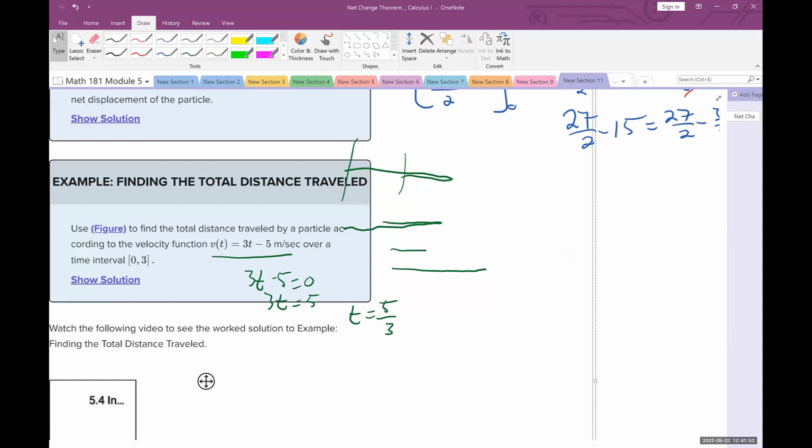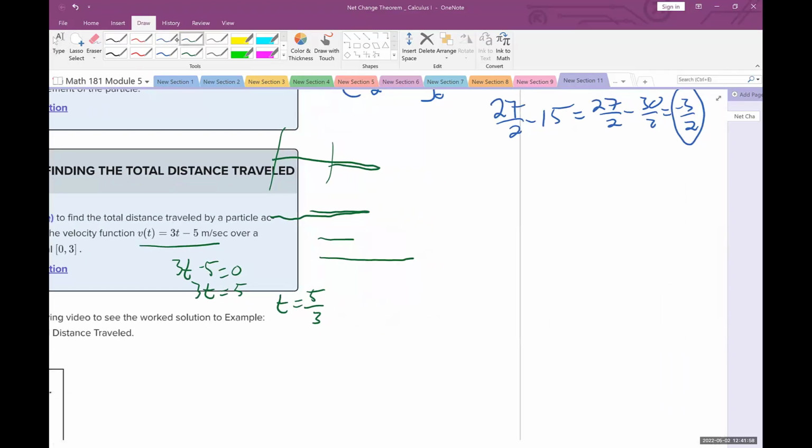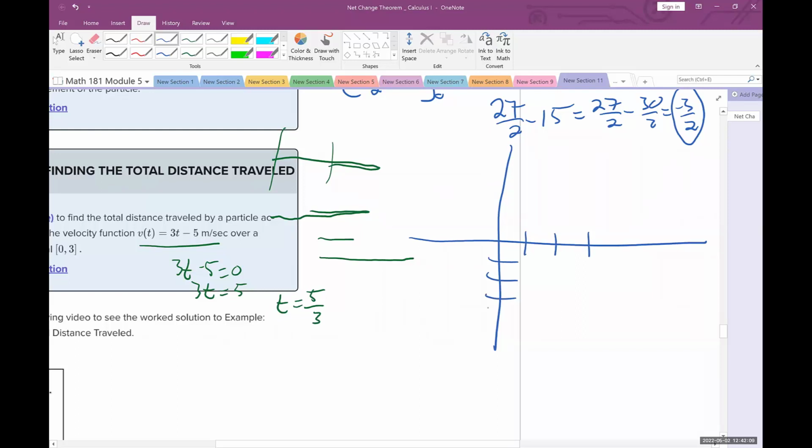So if I do this, let me draw a picture of this, and there's a little bit of a technical part we have to get to. Okay, so 1, 2, 3. I'm going to draw this a little bit bigger there. 1, 2, 3, 4, 5, and 1, 2, 3, 4, and 5 up here. Now, our original graph looked like this, and it crossed at 5/3. So 5/3 is right about here, and it's going to go up to 4 at 3. 3 times 3 is 9, minus 5 is 4.